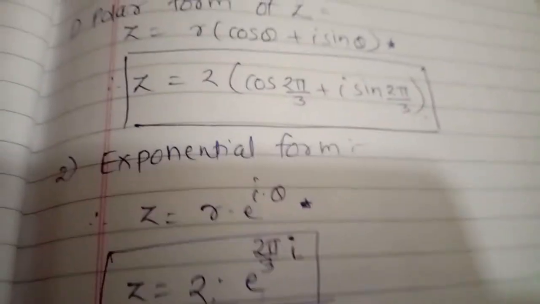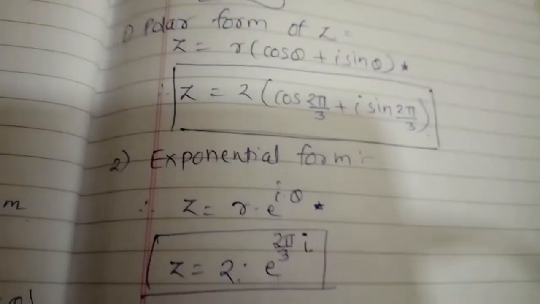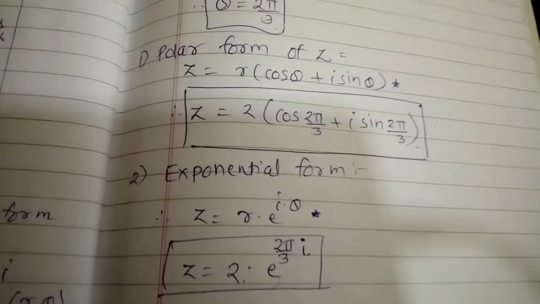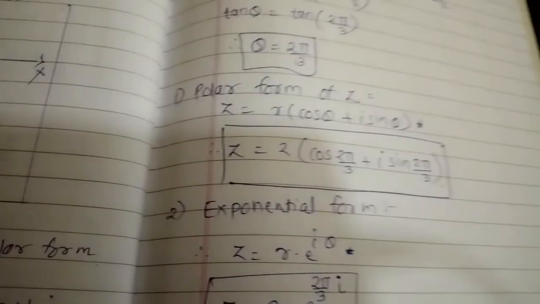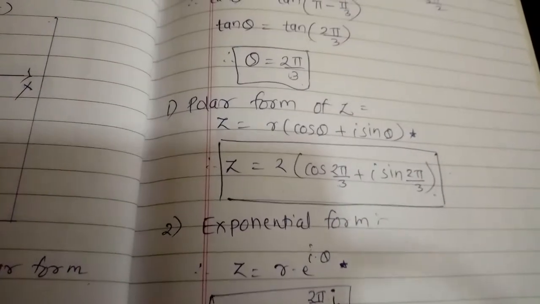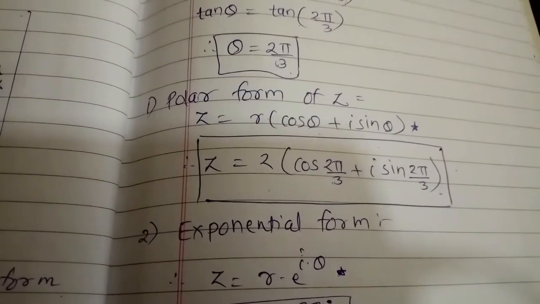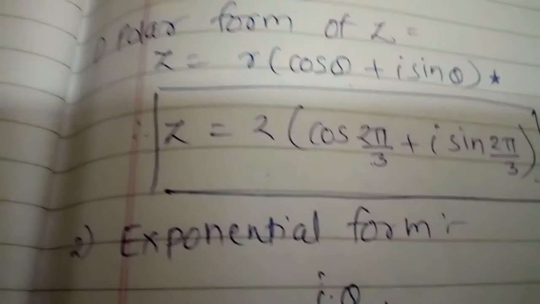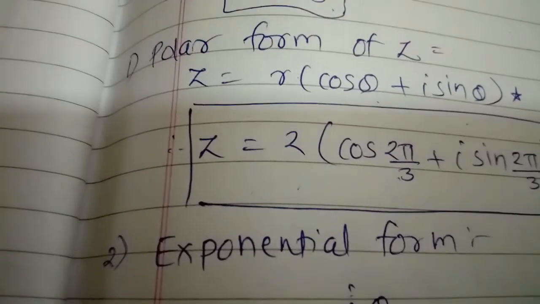Similarly, we have to solve all the examples from question number 4. There are 3 to 4 examples, just try them yourself. So this is all about questions number 3 and 4 of exercise 1.3.